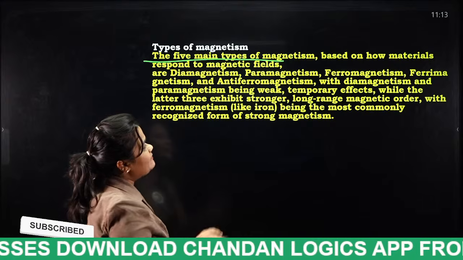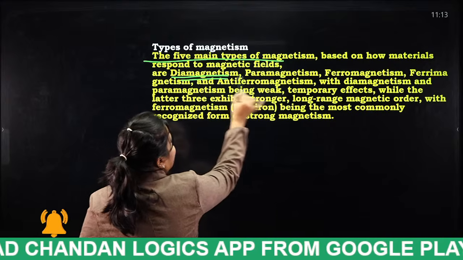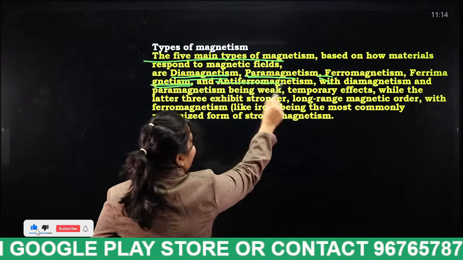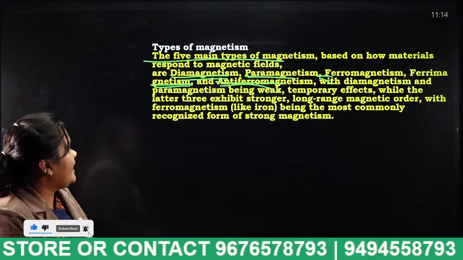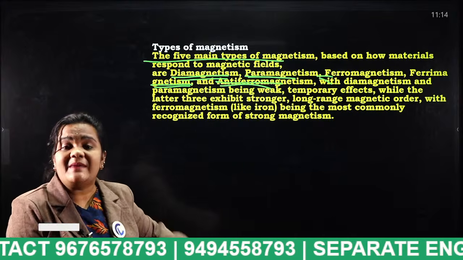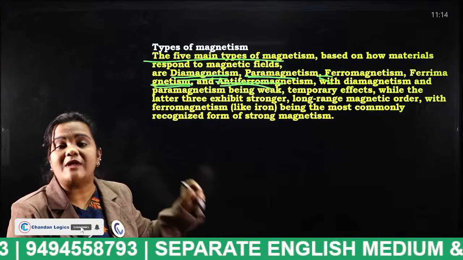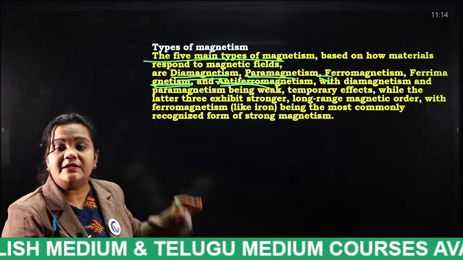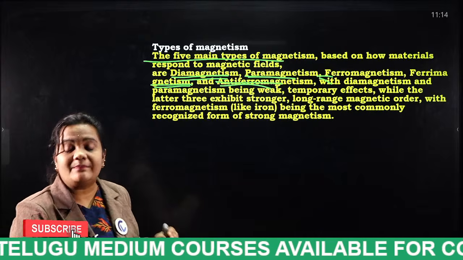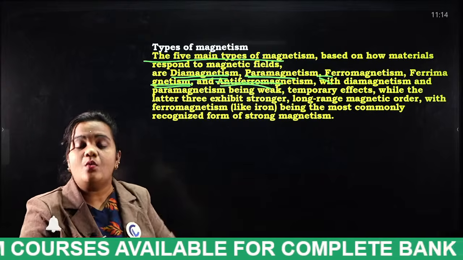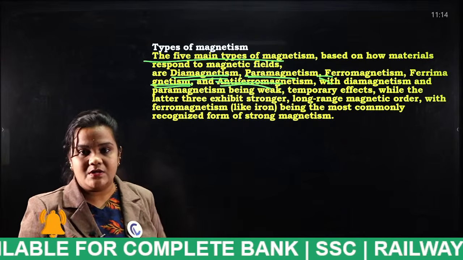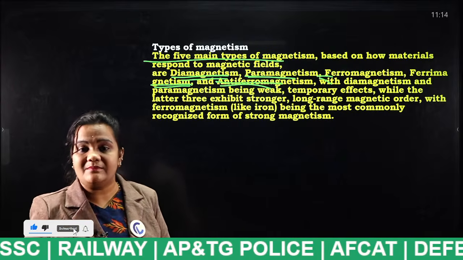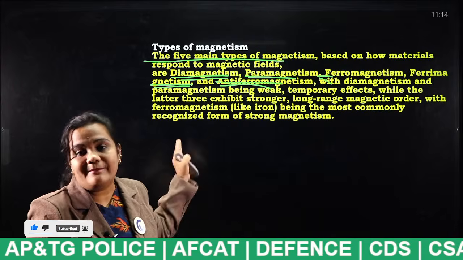So what are the 5 types of magnetism, students? Diamagnetism, paramagnetism, ferromagnetism, ferrimagnetism and antiferrimagnetism. Diamagnetism and paramagnetism, these 2 types exhibit very weak magnetism. That means they do not have the attraction power when compared to the other magnetisms. Remember, very important, the 2 weak magnetism types are diamagnetism and paramagnetism.